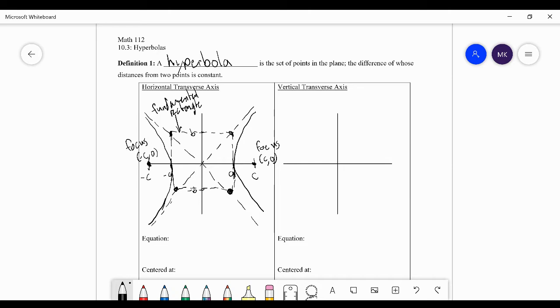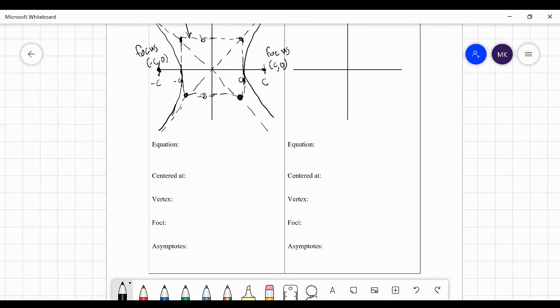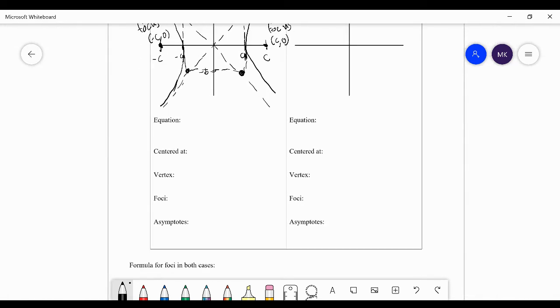And so you can see that they fall at the A values and the B values. That's going to be important when we are identifying how to draw these hyperbolas, as well as how to identify their equations based on their drawings. Before I move on to our vertical, let's go through and get the equations for these.